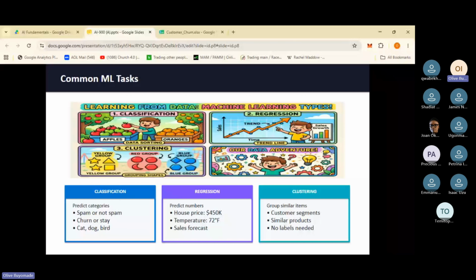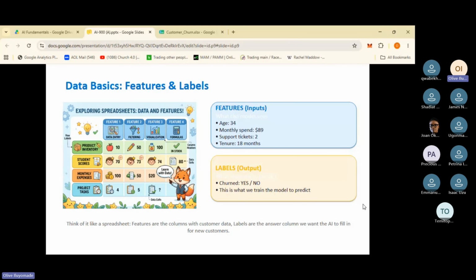Okay, well done, guys. Very well done. Any other questions before we go? So remember your features and your labels. Labels are outputs: churned, yes or no? So in our own case, the features were monthly spend, number of complaints, and tenure, the number of months they've stayed. So those are the features of that data. And then we have our labels. Any other questions?